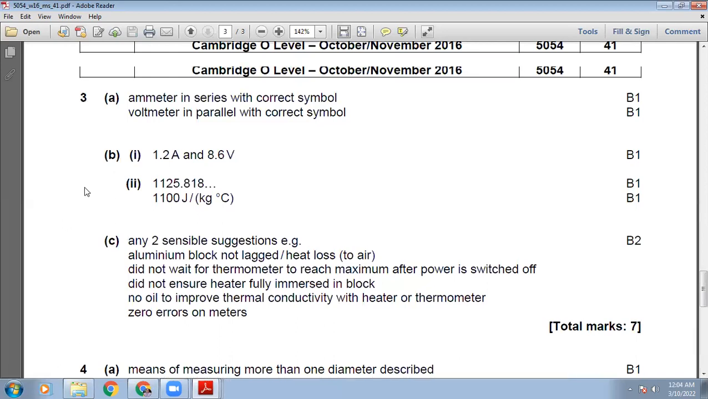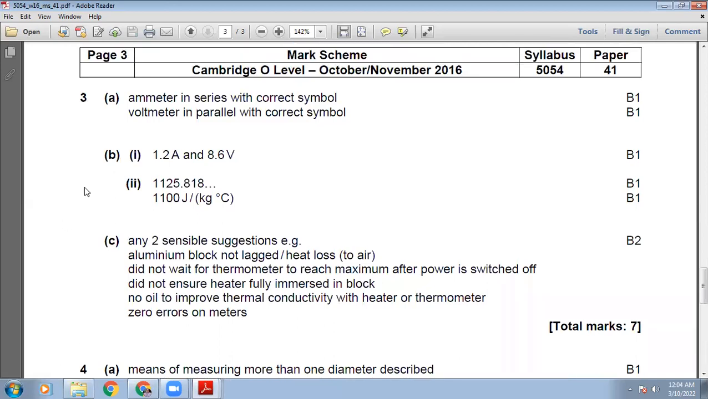So let's look at the marking scheme. My dear students, this is the marking scheme for question number 3. You can pause the video and take your time and read this marking scheme very carefully. Compare the answers which I have given to you and you have written yourself with this marking scheme. It is a very, very important habit to do this.